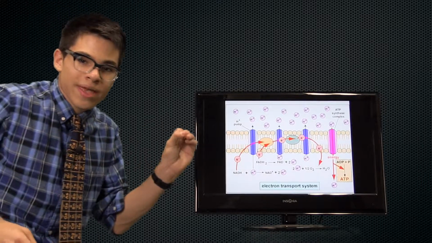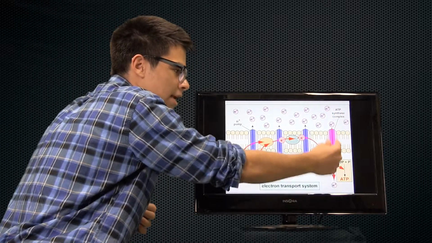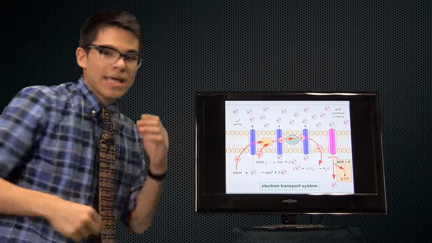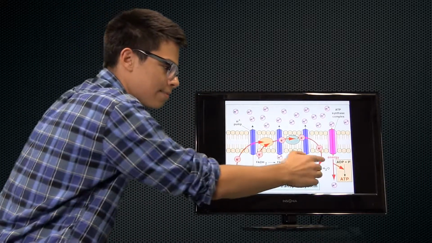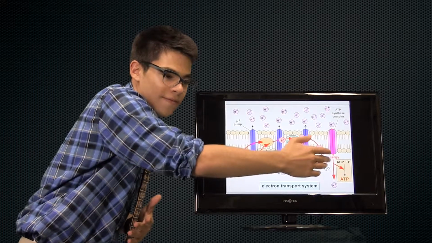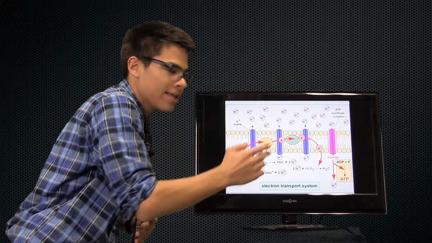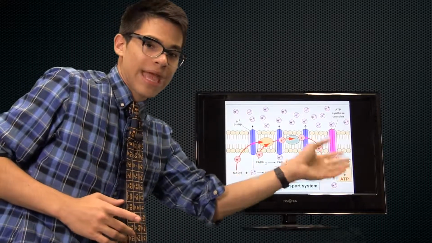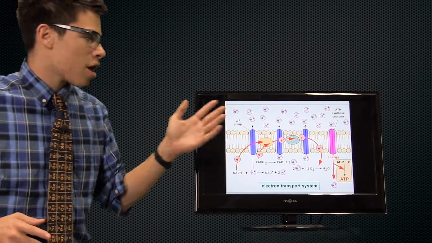The only way they can go there is by moving through something called ATP synthase. And when the hydrogen ions move through that ATP synthase, they actually turn it, and using mechanical motion, the ATP synthase is able to tack on an inorganic phosphate group to an ADP, adenosine diphosphate, to make ATP, adenosine triphosphate. So that is called chemiosmosis.